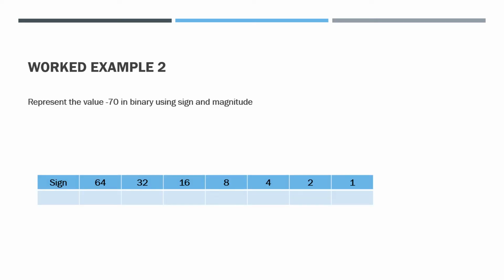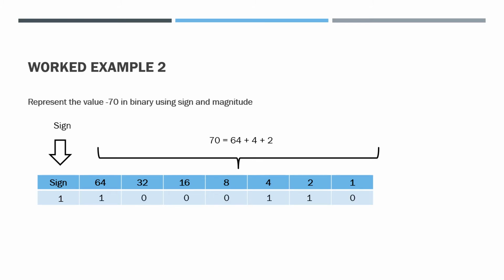Or let's say we had to do an example in the opposite direction, to represent the value minus 70 in binary using sign and magnitude. First of all, we can represent the sign minus using the bit 1 for the first bit, and then we can represent the number 70 as 64 plus 4 plus 2, and we write those bits in. So the answer is 11000110. So sign and magnitude is quite an easy method to use.